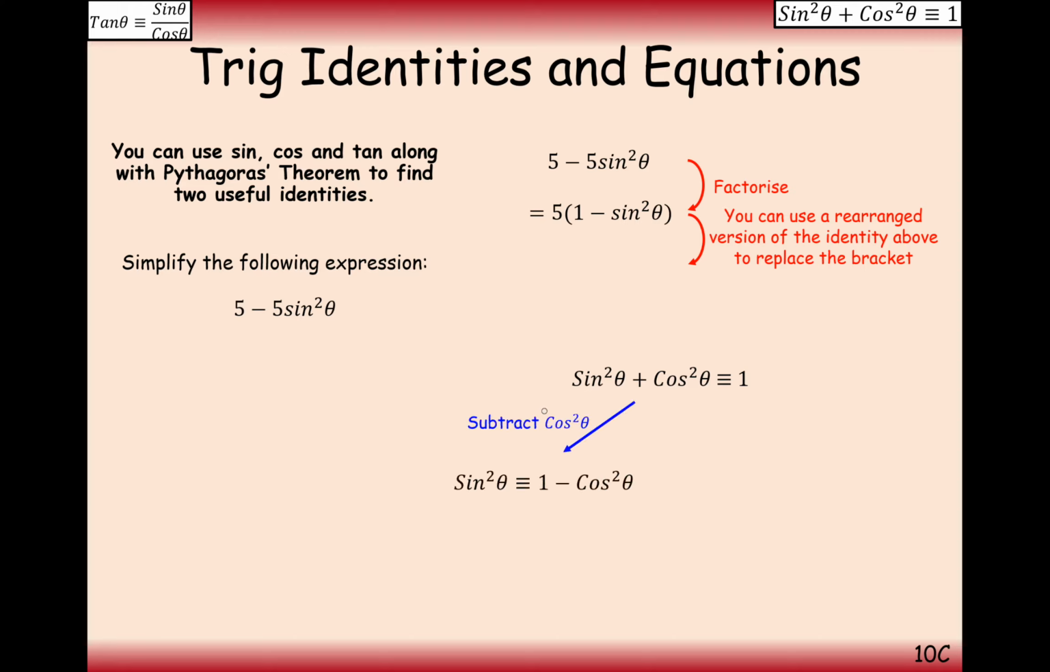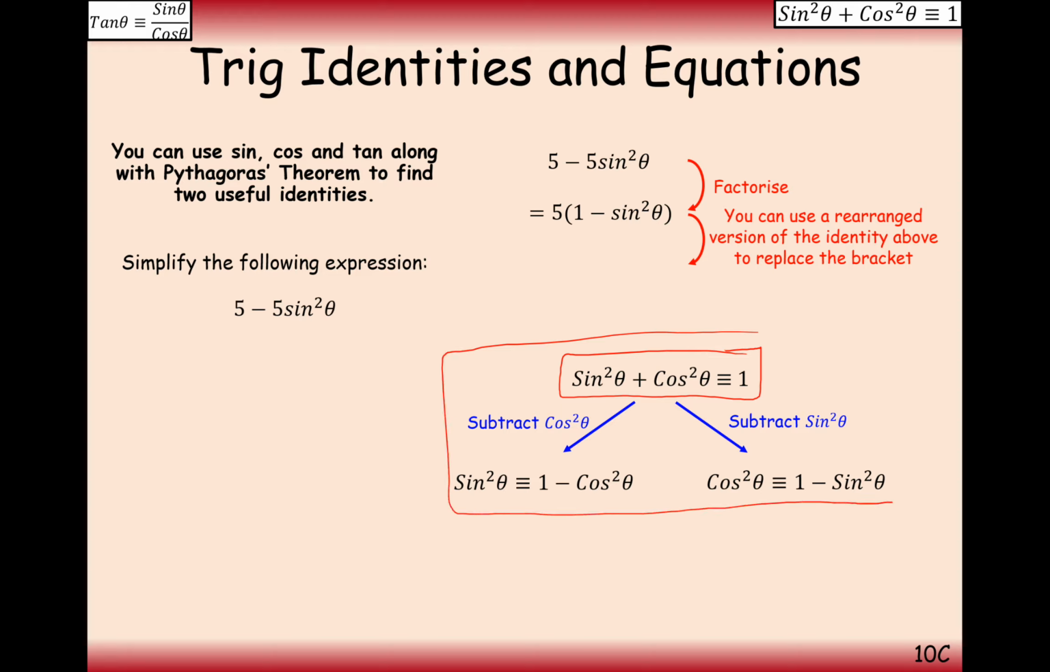So we can subtract cos squared from both sides and we get sine squared equals 1 minus cos squared. So this is like a third identity that comes from the second one. And we can also subtract sine squared theta, which will give us cos squared theta equals 1 minus sine squared theta. So effectively, from one identity, you get three that you can use at any point inside a trig question.